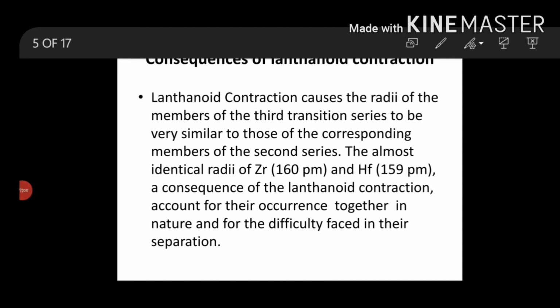Also, the basic strength of hydroxides decreases from lanthanum hydroxide to lutetium hydroxide. This is also due to the lanthanoid contraction, due to which the size of their tripositive ion decreases and the covalent character increases.